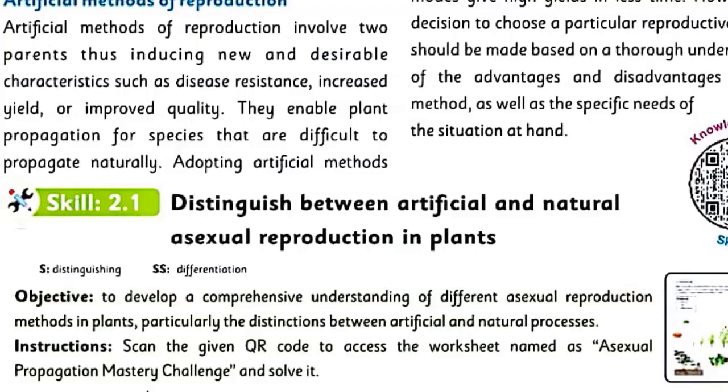Skill 2.1 Distinguish between artificial and natural asexual reproduction in plants. Differentiation objective: to develop a comprehensive understanding of different asexual reproduction methods in plants, particularly the distinctions between artificial and natural processes. Instructions. Scan the given QR code to access the worksheet named Asexual Propagation Mastery Challenge, and solve it.